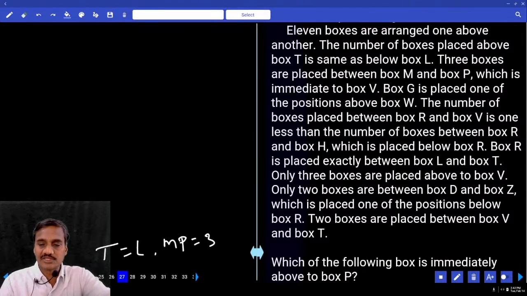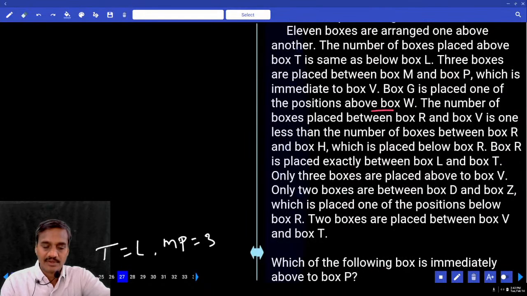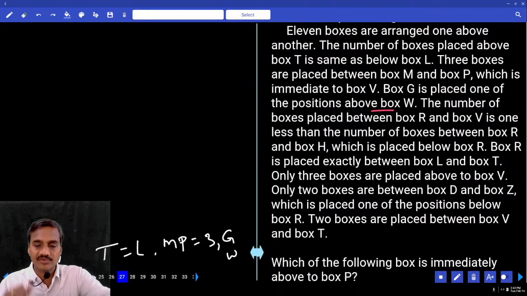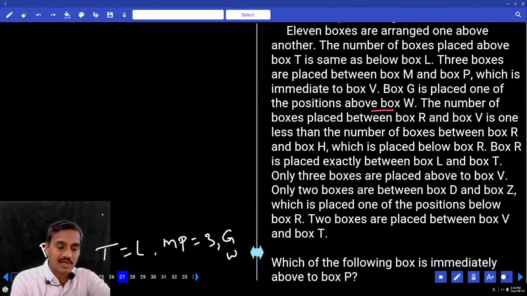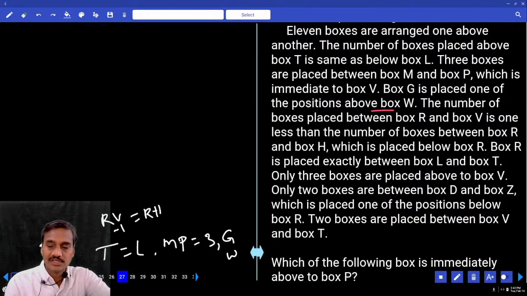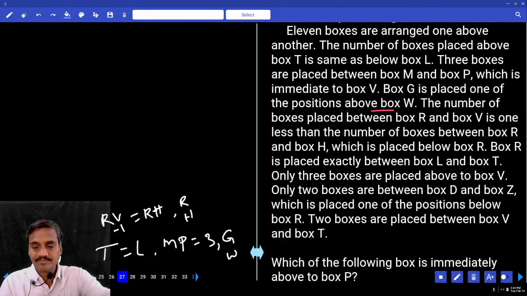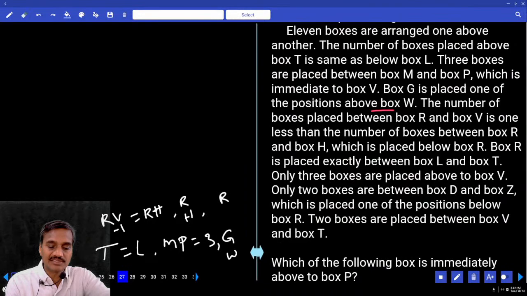And G is placed at one of the positions above W, at any one of the positions. And the number of boxes placed between R and V is 1 lesser than between R and H. H is placed below R. Now where is this H placed? And R is placed exactly between L and T, in any order.